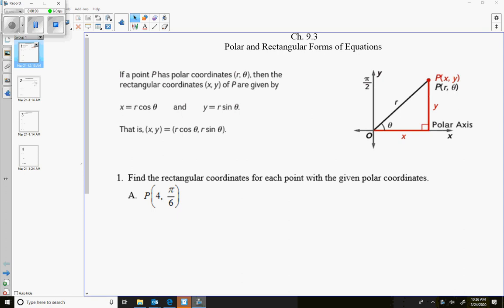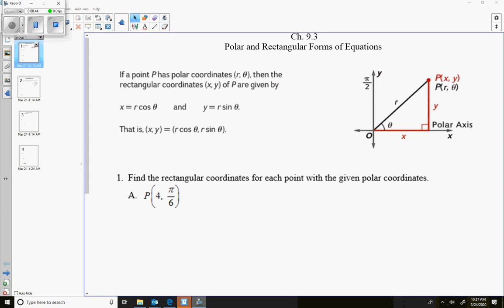All right, today's lesson, chapter 9.3, polar and rectangular forms of equations. So what we are looking at, over here, we have point P. In rectangular coordinates, it would be x comma y. In polar coordinates, it would be r comma theta. Whereas in rectangular, we go left, right, then up, down. We kind of take the scenic route. In polar coordinates, we're still standing here. We just turn and face the direction we want to go and go straight to it. R theta.